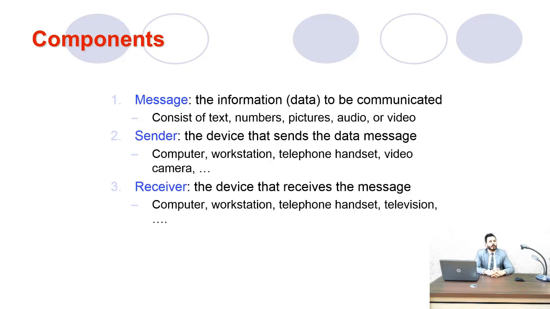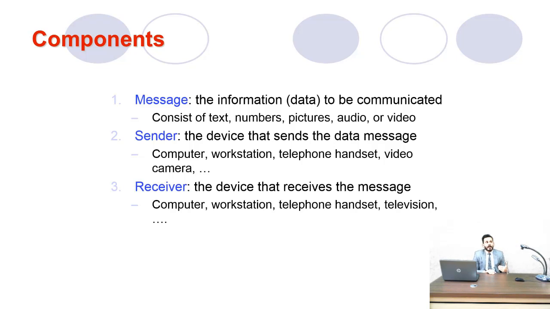First, the message. The information or data to be communicated consists of text or numbers, pictures or audio or video. So first, I should have information. I have no problem with the form of information, but you should have information. For example, the information now is a picture. You want to send a picture from you to your friend. So, in the data communication system, you need a message first, and second, you need a sender. Okay, you are the sender. You will send that data.